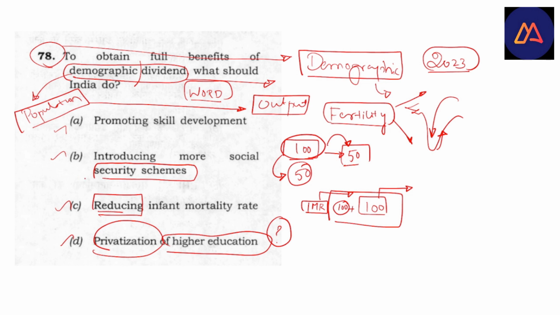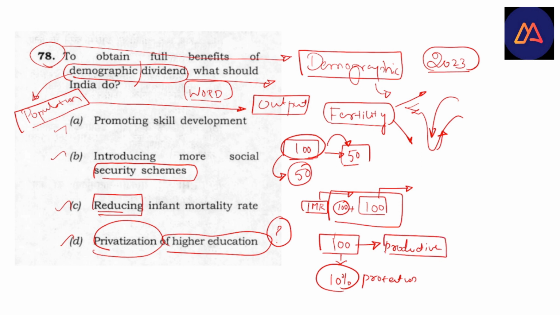And introducing social security schemes, again the same thing. You are giving these 100 people, maybe let us assume, 10% security after their retirement. But what are you doing for them to be productive? This is protection. But demographic dividend means how you are going to make them productive. These thoughts are what will give you this answer, and A is the answer.